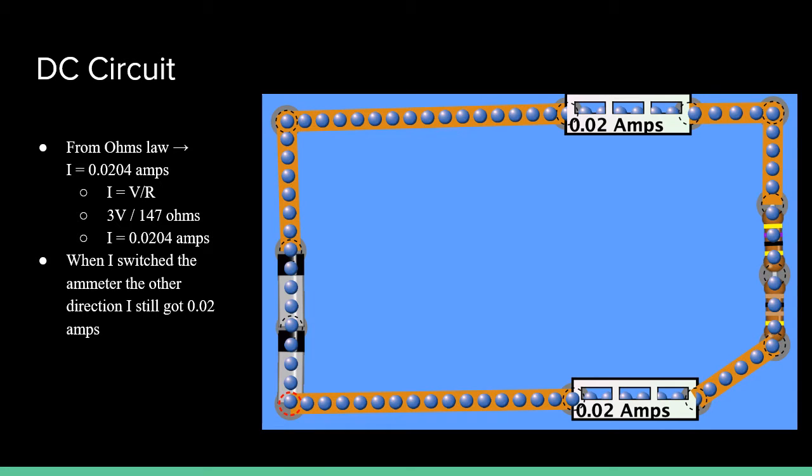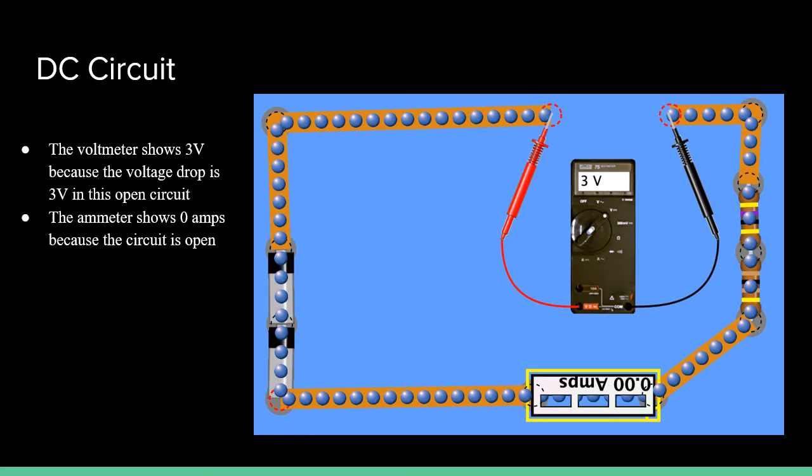So from Ohm's law, we can see that I should have been equal to 0.0204 amps, and in fact it was equal to 0.02 amps. And when I switched the ammeter the other way, it was equal to 0.02 amps again, because I believe the model takes the absolute value in the ammeter.